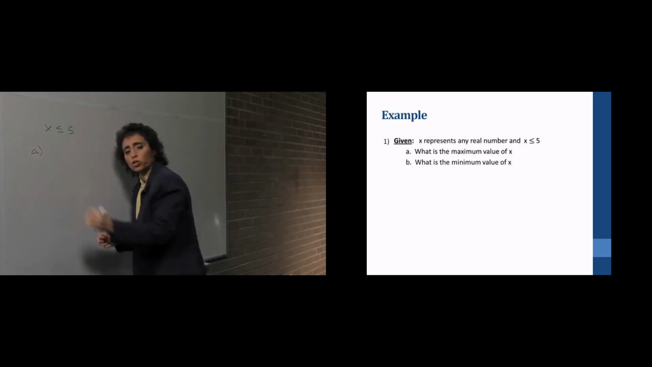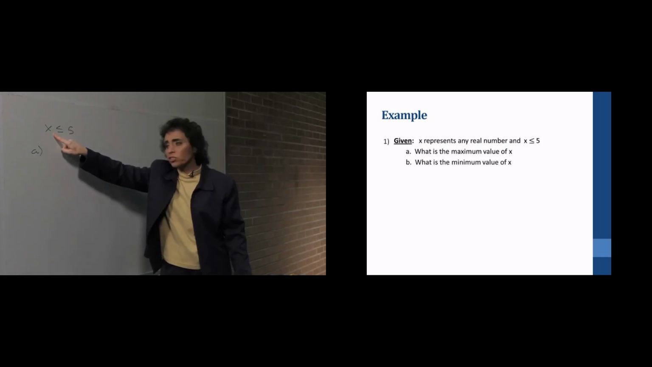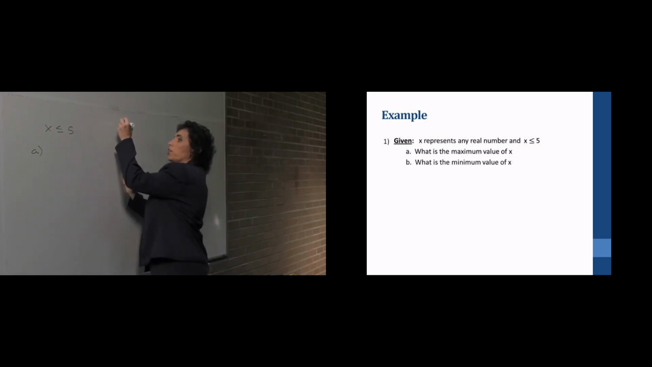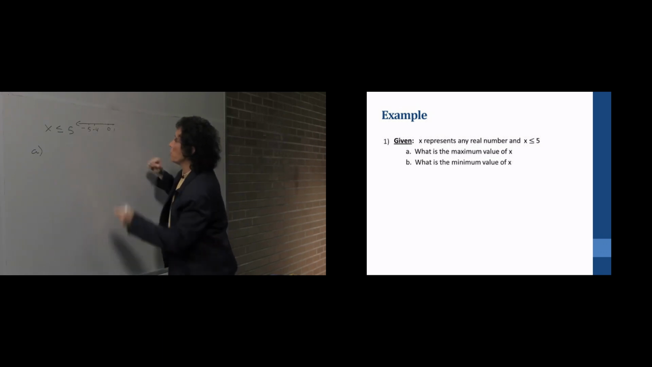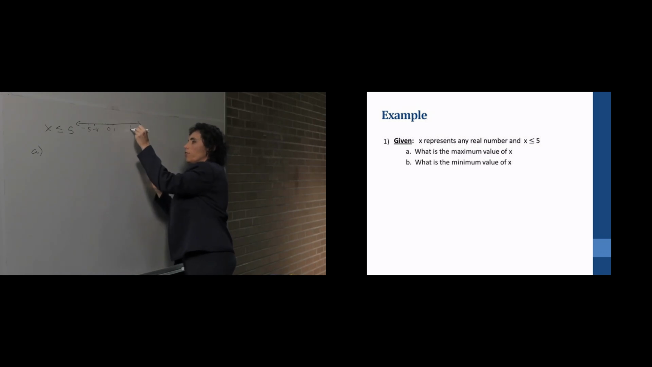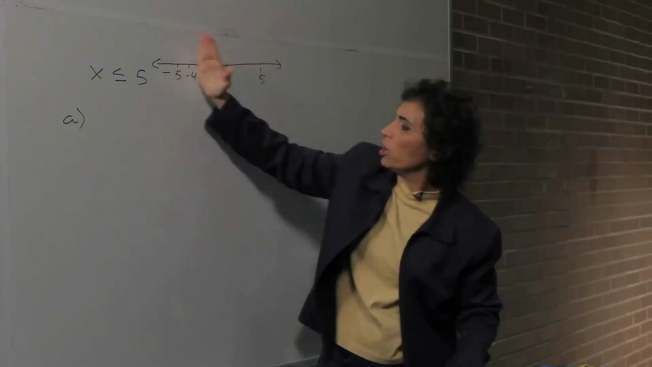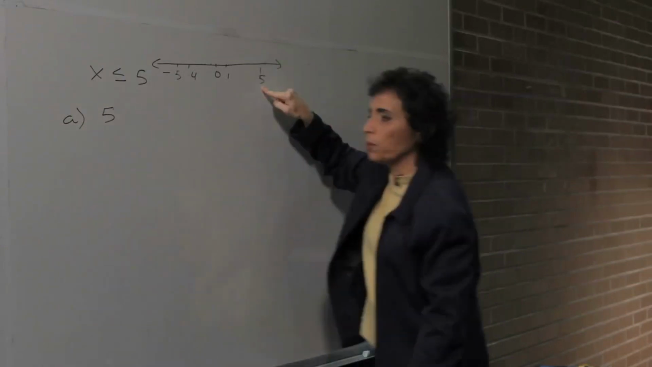Okay, well, the first question says, what is the maximum value of x? What is the biggest number x can be? Well, if x can be anything less than or equal to 5, think about this on a number line. Here's negative 5, here's negative 4, and here's 0, here's 1, and then I'm going to put 5 over here. I know x has to be less than or equal to 5, so it's anything below this. So what's the maximum value? 5 is the maximum value you can be for this.